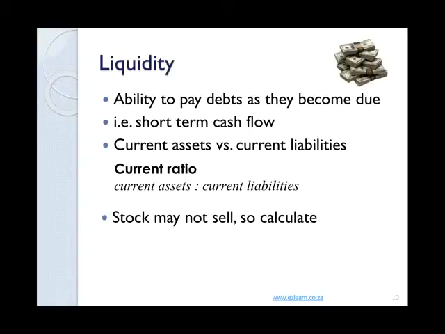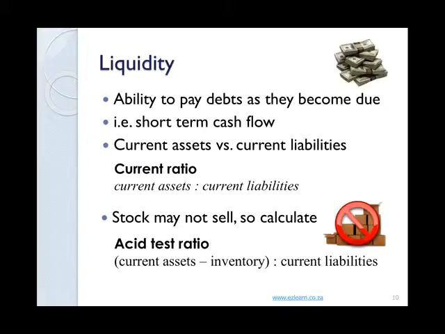In this case, we then will calculate the asset test ratio, which quite simply excludes inventory from this calculation. This then gives us a clearer, more realistic indication of how easily we will be able to pay our creditors. Keep in mind that if you're not able to pay your creditors, although we might be solvent, we are what is known as commercially insolvent. In other words, you will not be able to carry on running your business.